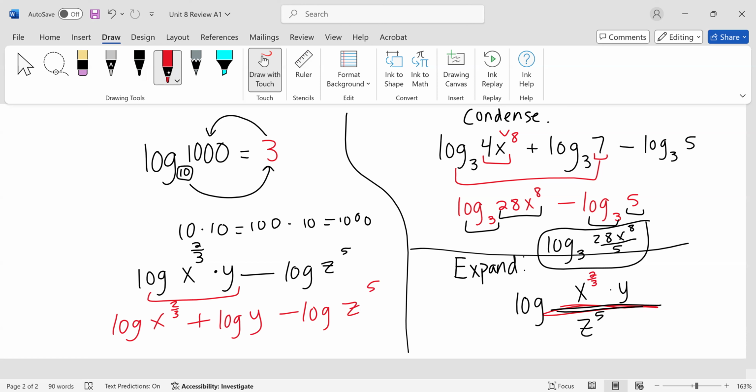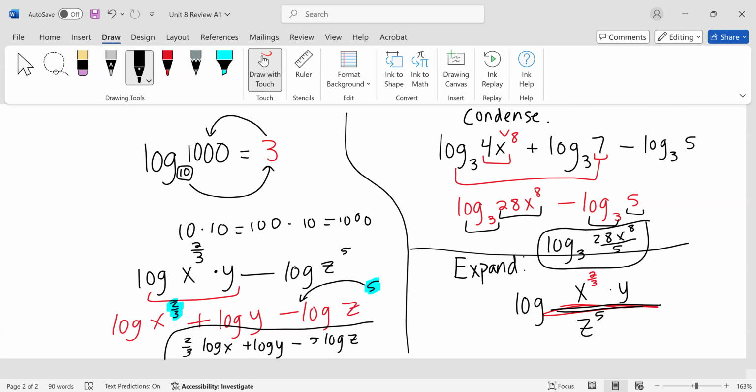Now, when we're expanding, do not leave these exponents up here. You need to bring them to the front. So your final answer will be 2/3 log x plus log y. Bring this 5 to the front, minus 5 log z. This is your final answer.